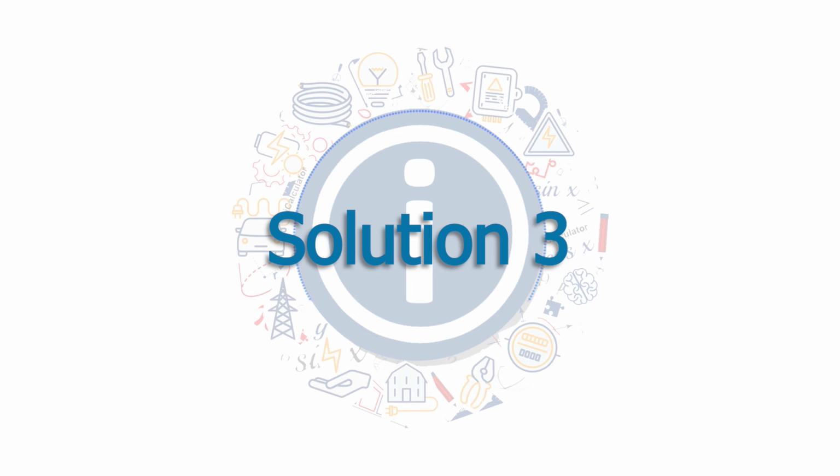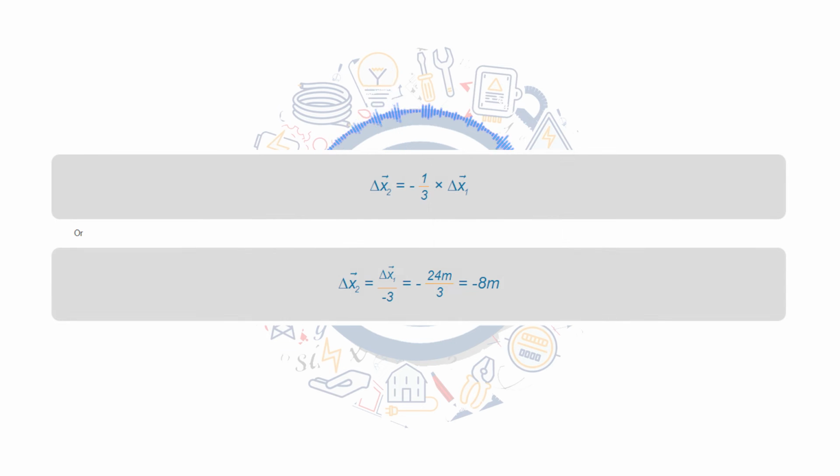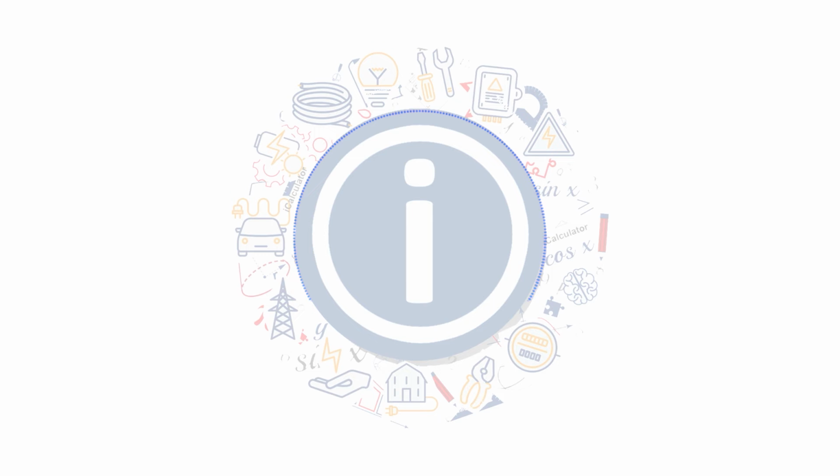Solution 3. 1. This is a typical example of the division of a vector by a negative scalar where the final vector will have an opposite direction to the original one. Since the first displacement, delta x1, is due west, the second displacement, delta x2, will be due east. We can write the equations as shown on screen. 2. The situation is graphically represented through the figure on screen.